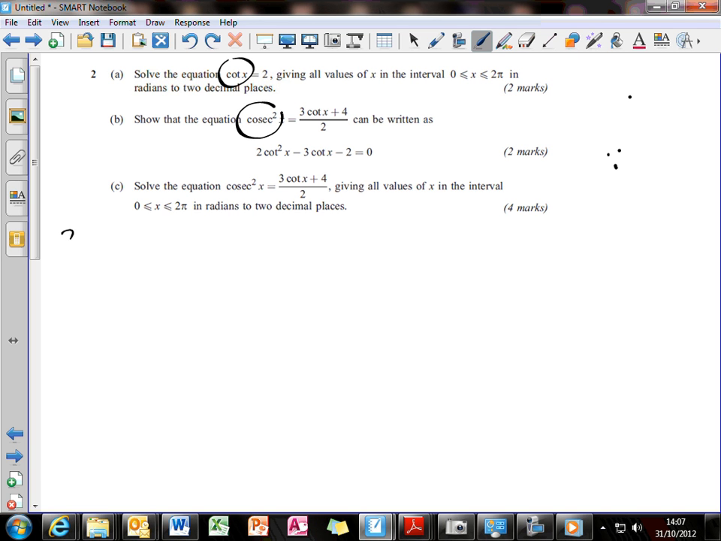So we're going to start by looking at 2a, and it says solve the equation cot x equals 2, giving all the values of x in the interval between 0 and 2 pi. Now be careful that you pay close attention to these intervals. And we're going to do this to 2 decimal places.